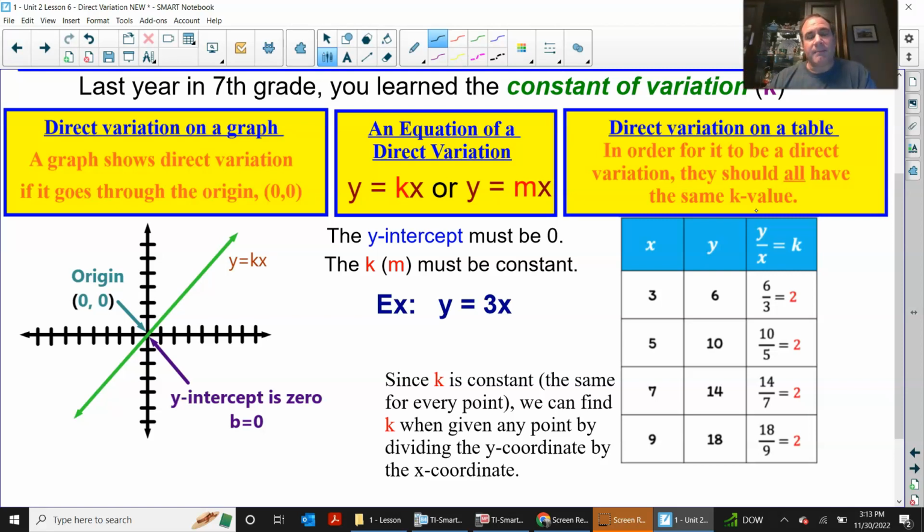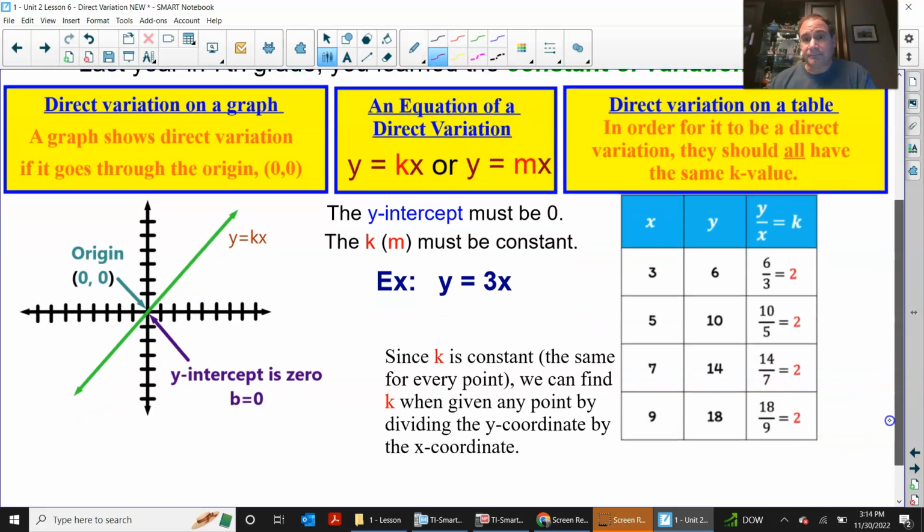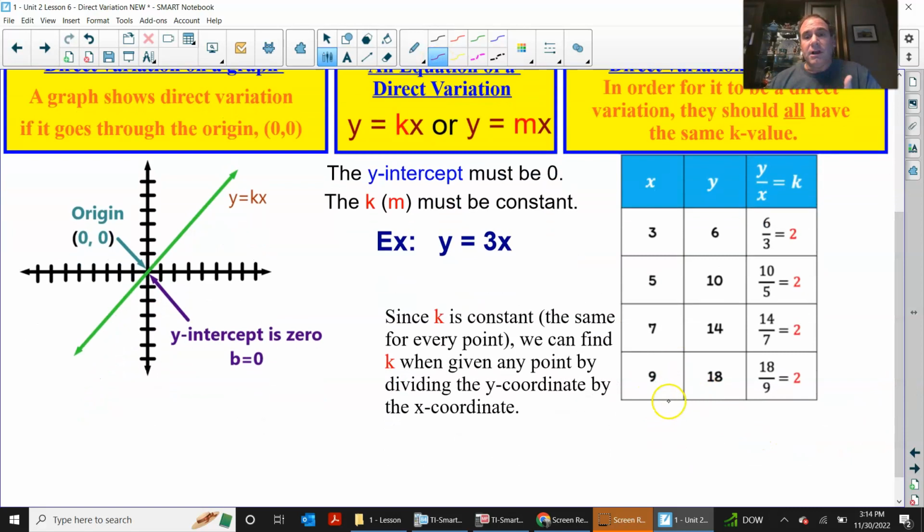All right, so 14 divided by 7 equals 2. 18 divided by 9 equals 2. You can continue this table if we really wanted to. If you were skipping by 2's with the x, obviously this is 22. All right, 22 divided by 11 would be 2. And you can continue on, 13, 26. And that's a direct variation.